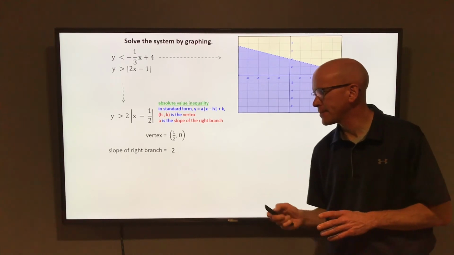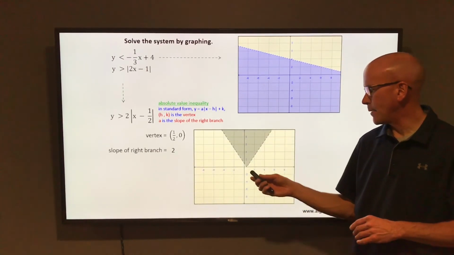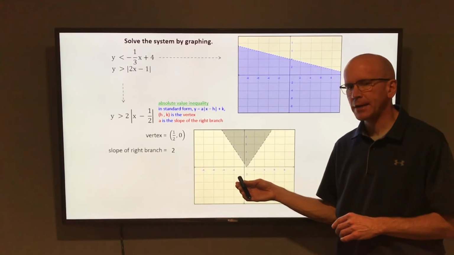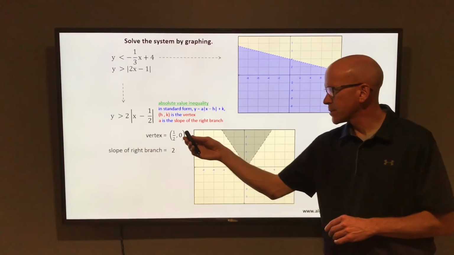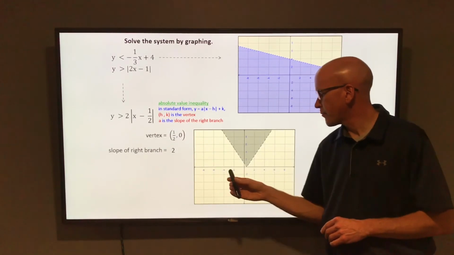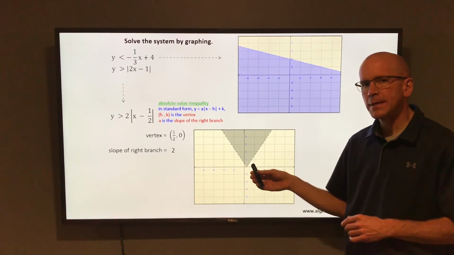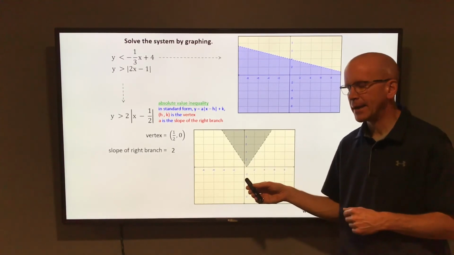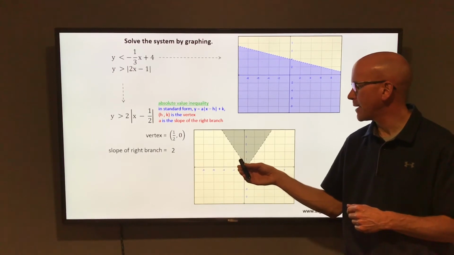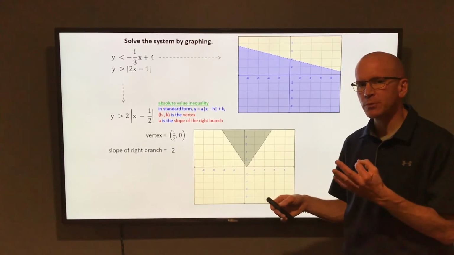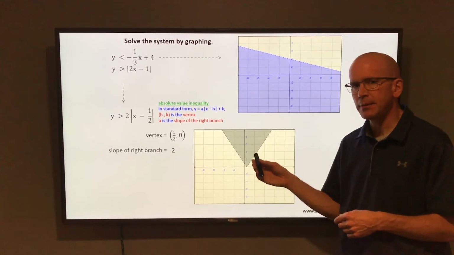So to graph that, put a point at 1/2, 0. That is the vertex. Now the slope of the right branch is 2. So from that point at 1/2, 0, go up 2 and to the right 1, put another point. Slope of the left branch would be -2. So you could go up 2 and to the left 1 and put a point there. Those 3 points make your V-shaped graph.